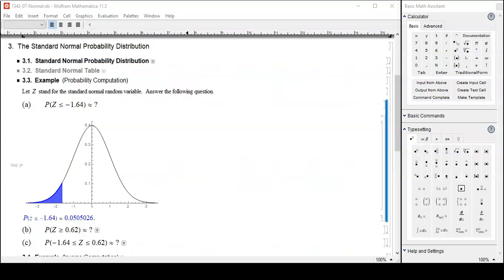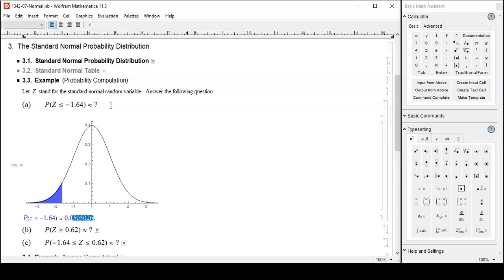And let's come back to the notebook. 0.0505 is what I found out from the normal table. But here in Mathematica's computation, we have more decimal digits. It has, let's see, the first one is 0, so we have 6 effective decimal digits. That's Mathematica's default. So this one is a little bit more accurate, but if you use the normal table, you're going to get up to 4 decimal digits. 0.0505, that's the answer.